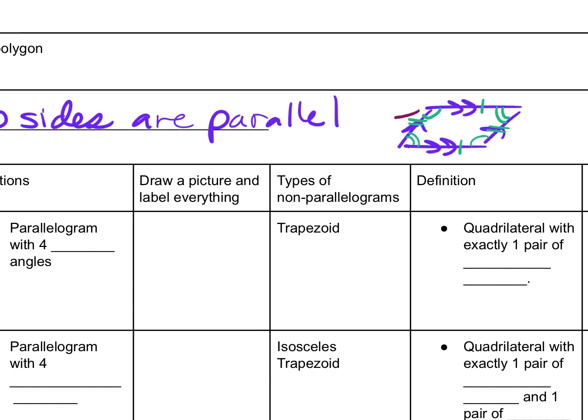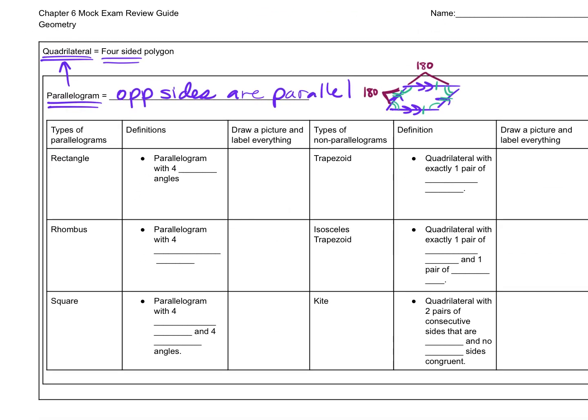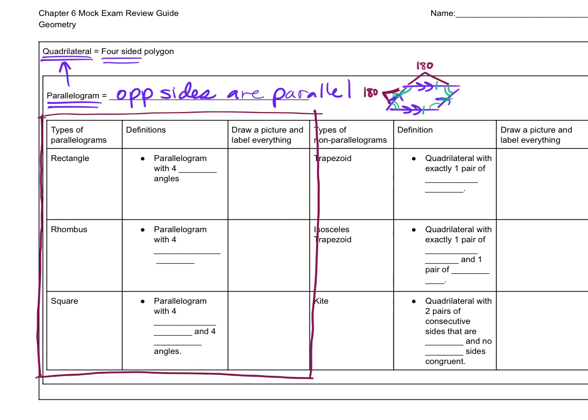What about consecutive angles? Angles next to each other. 180. So this will be 180. This will be 180. Okay? That information is true for everything on this side. All of these, the whole left side, have all of that information with it. So a rectangle, a rhombus, and a square have opposite angles congruent, opposite sides congruent, and consecutive angles that add up to 180.